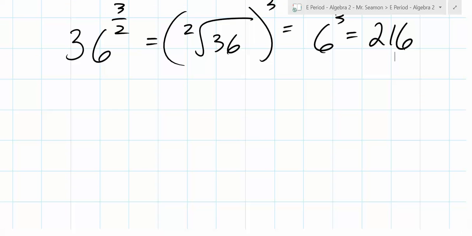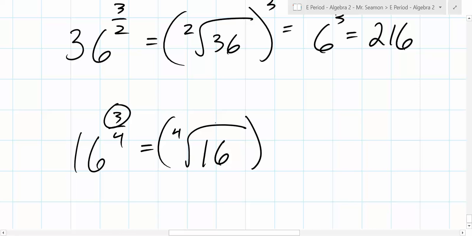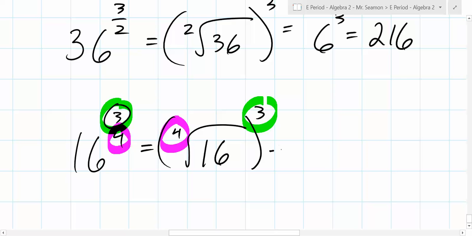What about this one right here? 16 to the 3/4. Can someone tell me what the radical is, how you could write this differently? Milo, what is it? Yeah, the fourth root of 16 to the what power? To the third. This number goes right there, and this number goes right there. What's the fourth root of 16? 2. 2 cubed is 8.